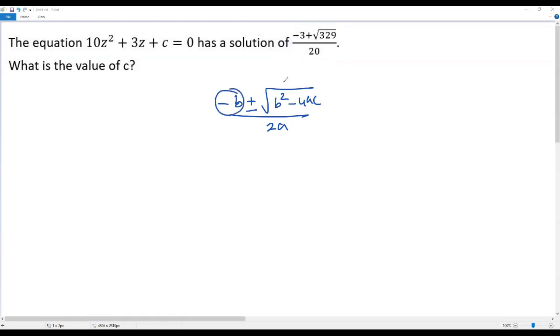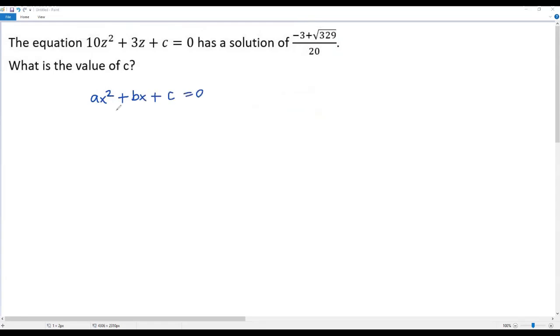So here we have -b, and instead of -b we have -3, and here we have 2a, instead of 2a we have 20. So we have to make sure the components of the quadratic formula match with the parts of the solution given over here. For that, I have to compare the given quadratic equation with the standard form of a quadratic equation, that is ax² + bx + c = 0. In this quadratic equation we have variable x. In the given quadratic equation we have variable z.